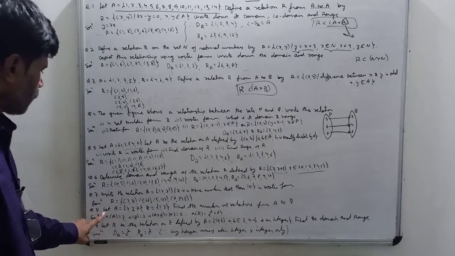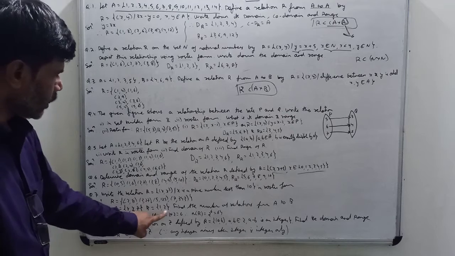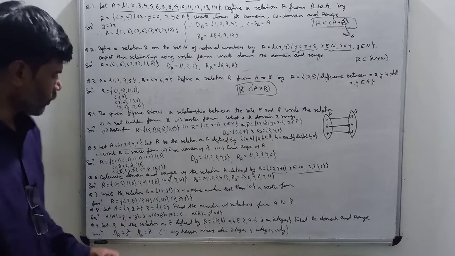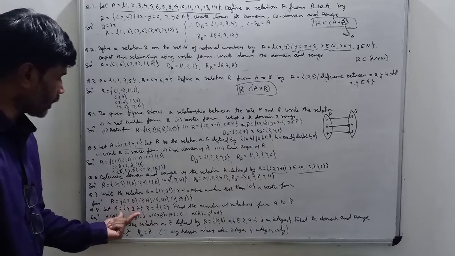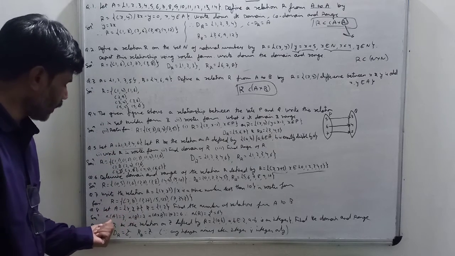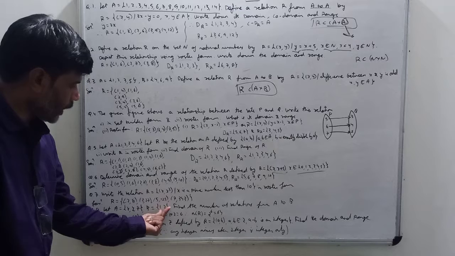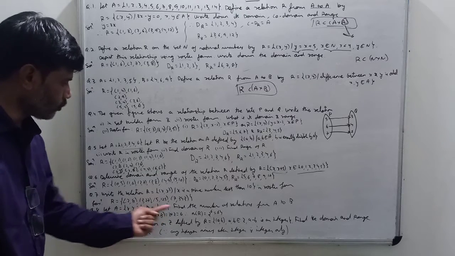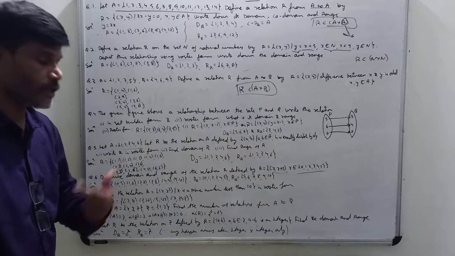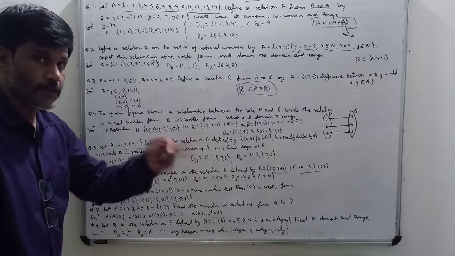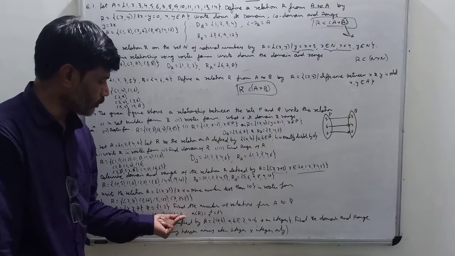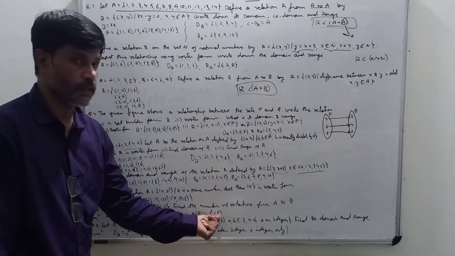Okay. Now question number 8. Let A be {x, y, z} and B be {1, 2}. Find the number of relations from A to B. Okay, so to find the number of relations from A to B, first we find the number of elements in A. How many? 3. Number of elements in B, 2. Number of elements in A cross B will be 3 into 2, 6. Now the number of relations from A to B will be what? Subsets of A cross B. Subsets of A cross B means 2 raised to the number of elements in A cross B. So that is 2 raised to 6, which is 64.